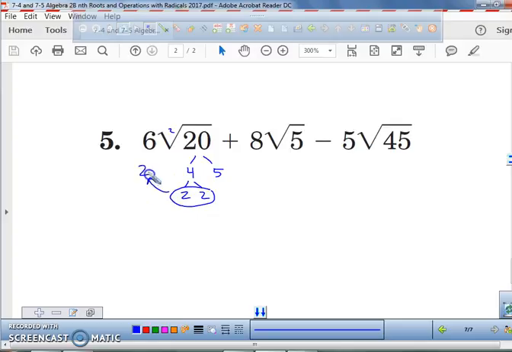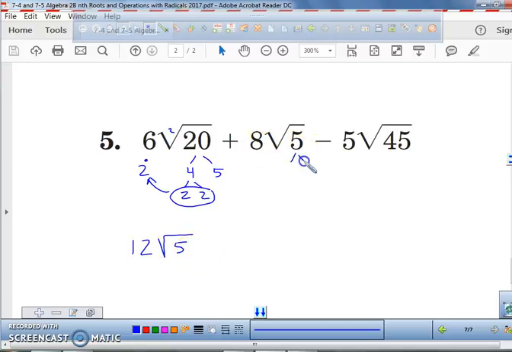The number 2. What's already sitting out there? A 6. So what's 6 times 2? We have a 12. And what number do we still have hanging inside of the radical that did not have a pair? The 5. So the 5 stays inside of the radical. So 6 radical 20 actually simplifies to 12 radical 5.